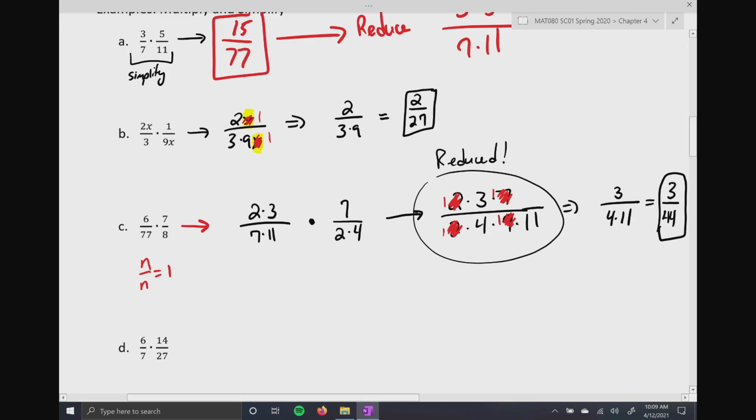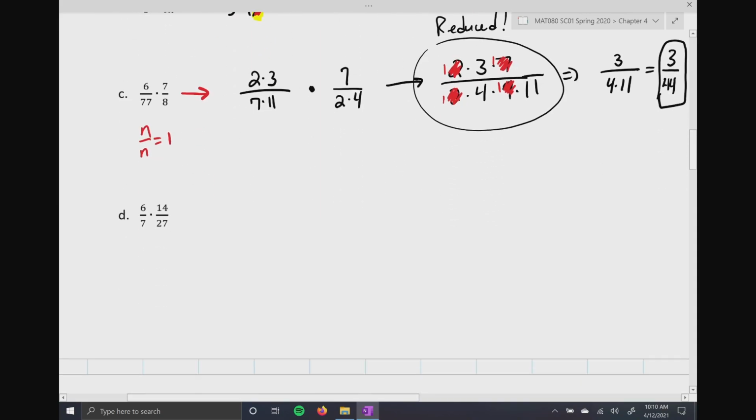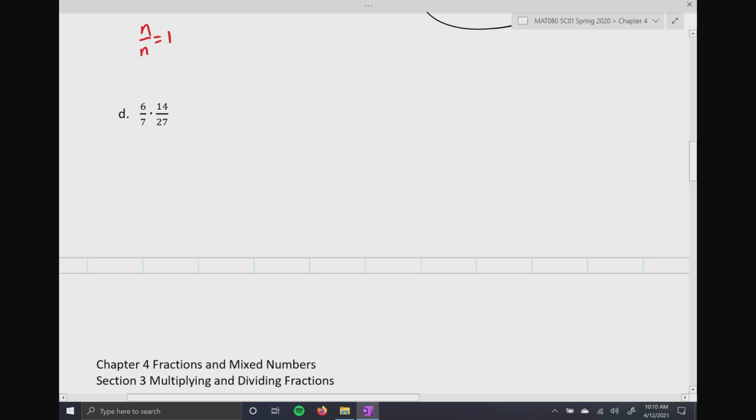So the key to multiplying fractions, and to be honest with you, dividing fractions, the key is to simplify first, and then do the operation. Okay? Simplify first, then do the operation. All right, let's look at letter D. 6 over 7 times 14 over 27.